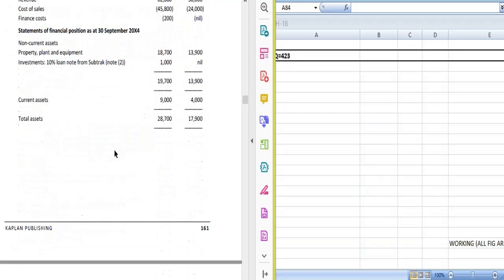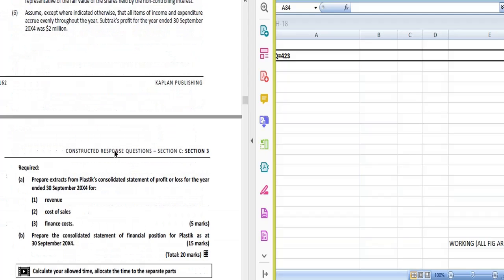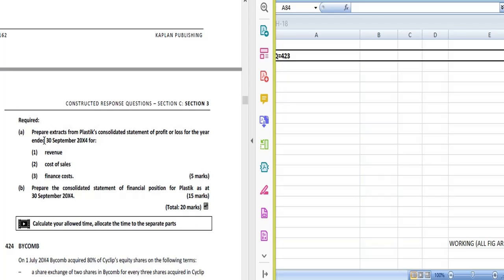Before reading the question, let's know what the requirement of the question is. The requirement is, first, prepare extracts from PLASTIK consolidated statement of profit or loss for the year ended 30 September 20X4 for revenue, cost of sales, finance cost. It means we don't have to calculate all the items of the P&L, just these three items, which are revenue, cost of sales, finance cost. Next, we have to prepare the consolidated statement of financial position for PLASTIK as at 30 September 20X4. Okay, fine. So let's move.